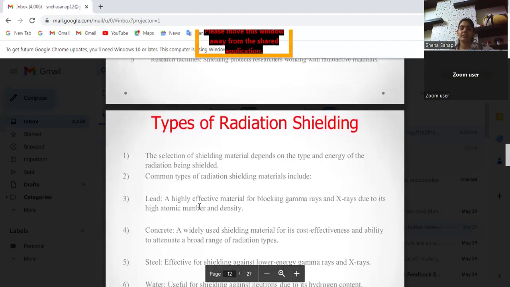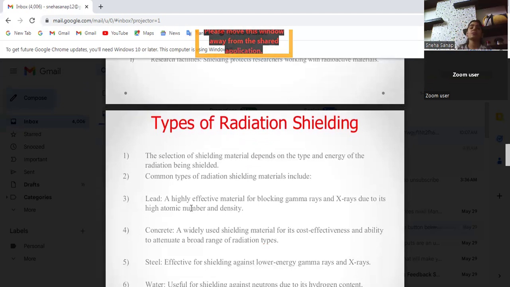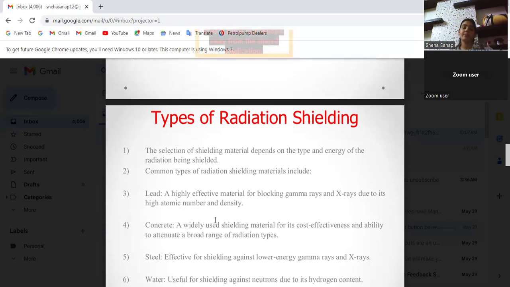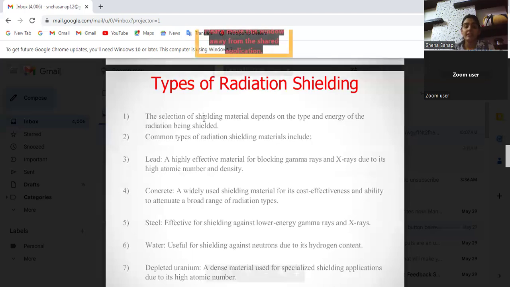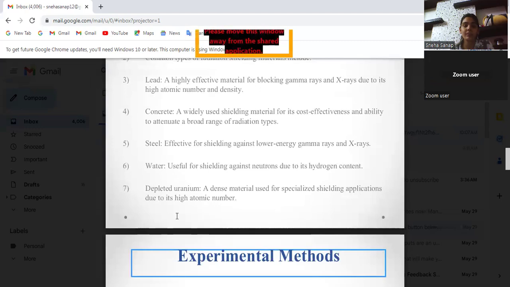There are many types of radiation shielding, and I will tell you some of the most useful ones. The selection of shielding material depends on the type and energy of the radiation, so it depends on which material we are using for the radiation. Lead is a highly effective material to block gamma rays and X-rays because of its high atomic number and density. Concrete is a widely used shielding material for its cost-effectiveness and ability to attenuate a broad range of radiation types. Steel, water, and depleted uranium are also used.